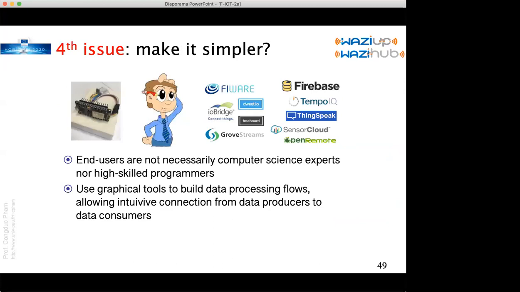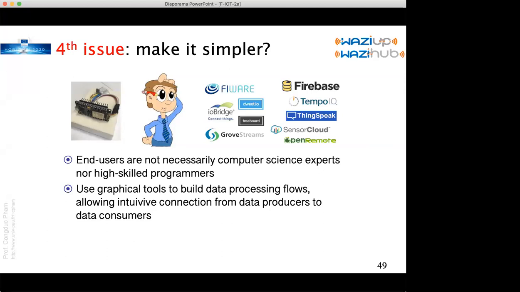Sorry? Yeah, I have one question comparing MQTT and HTTP GET and POST. Is there a big difference if we're using HTTP? As you said, a lot of IoT devices can use it.